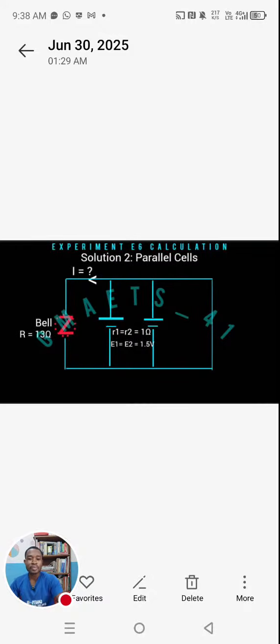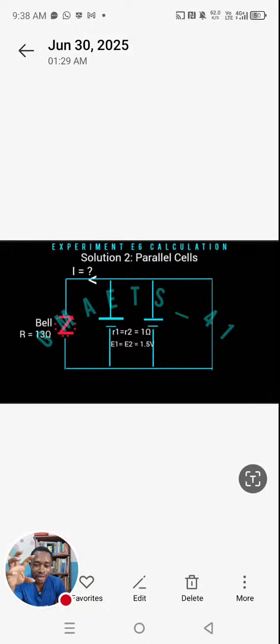If the cells are arranged in parallel, this is what the circuit will look like. But you know that we have already calculated the resistance of the bell, which gave us 13 ohms, right? I hope you are following this. The resistance of the bell is 13 ohms. The parallel connection of the cells is going to look like this. And under parallel connection, you need to know the value of the internal resistance.